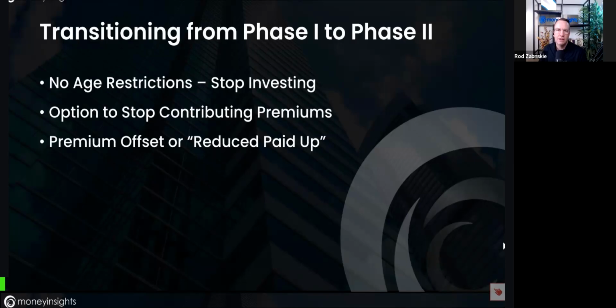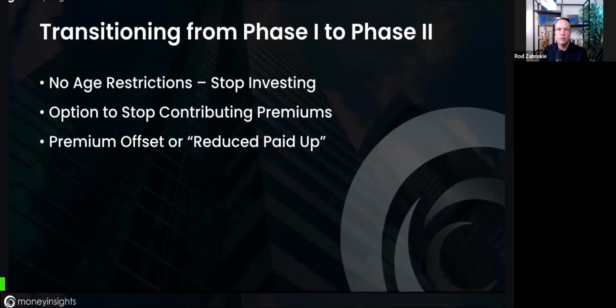But again, you see the bullet point. There are no age restrictions. There's nothing that says 59 and a half or anything like that, like a 401k. This can happen anytime you want. If you started your investment journey at 35 and you're now 50 and you're saying, hey, I'm ready to make this transition, great. You can start accessing that money in terms of phase two anytime you want.